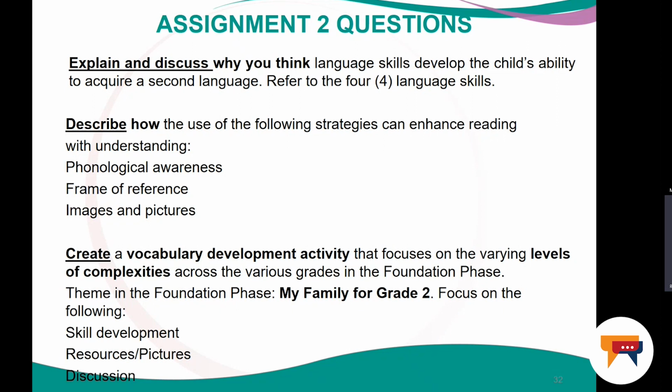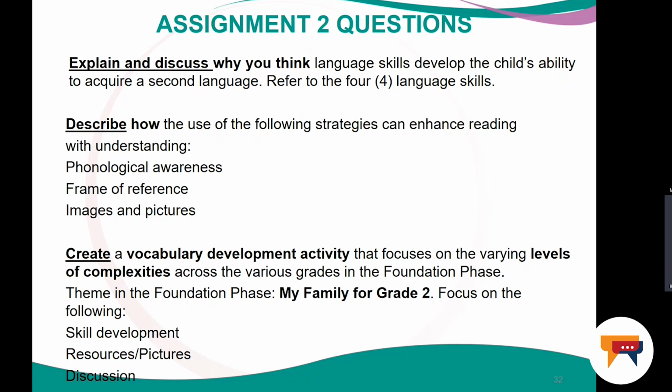Okay, assessment 2 questions. You were expected to explain and discuss why you think language skills develop the child's ability to acquire a second language. These are some of the questions, but why I'm saying this, I've underlined what the keys are here. Explain and discuss. Do I understand what explain and discuss mean? What must I discuss? Why I think language skills. You need to know those keys.